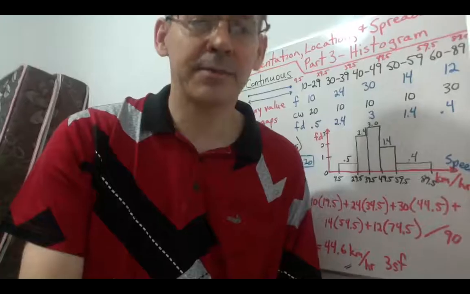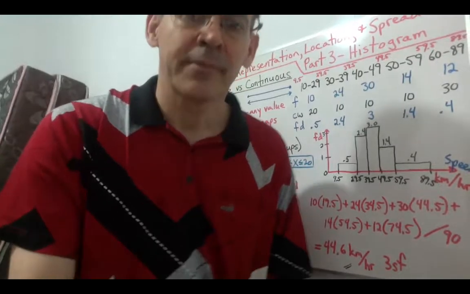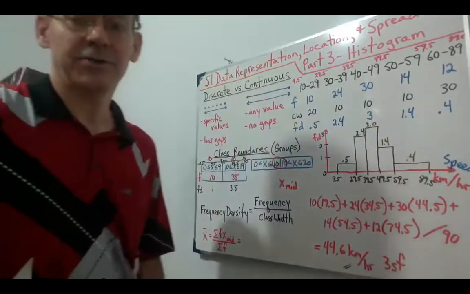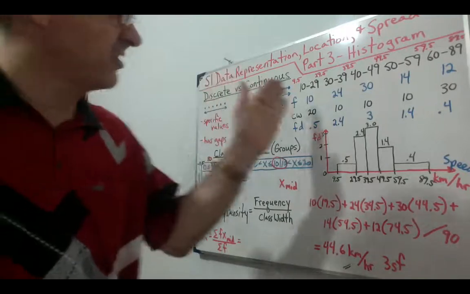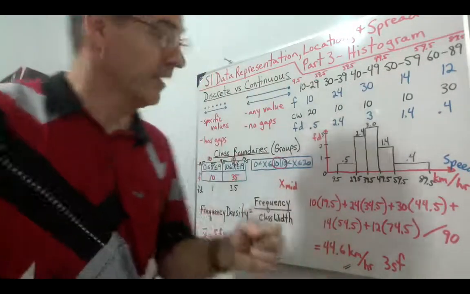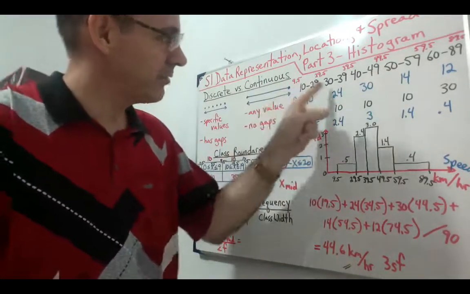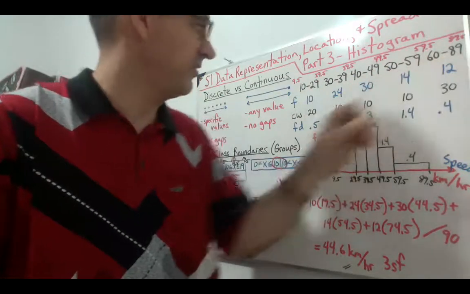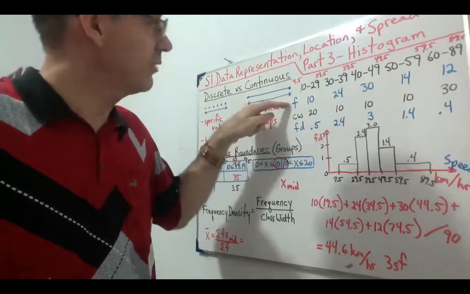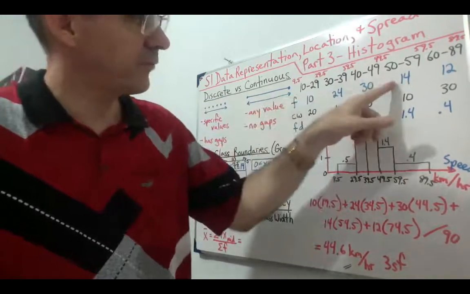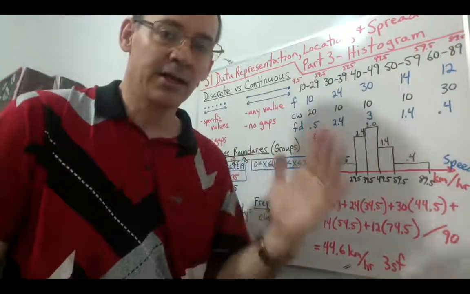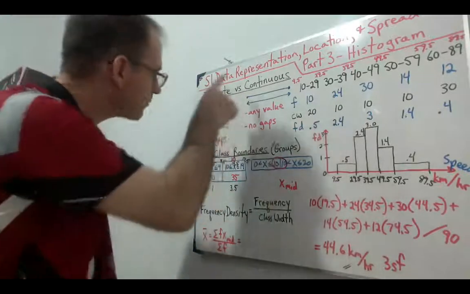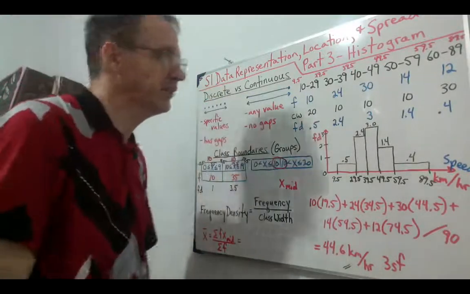I'm going to come back up here and we're going to look at the board. And so here I've drawn just the numbers on the board. So we have 10 to 29, 30 to 39, 40 to 49, 50 to 59, and 60 to 69 with the frequencies 10, 24, 30, 14, and 12. Now the first thing we want to check, discrete versus continuous.